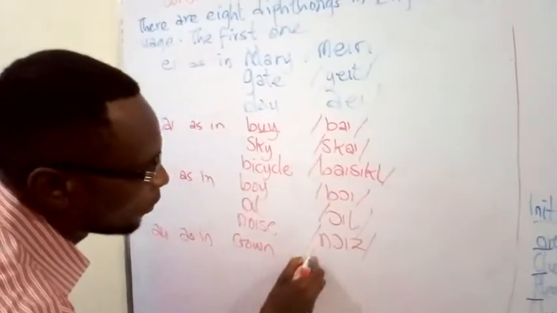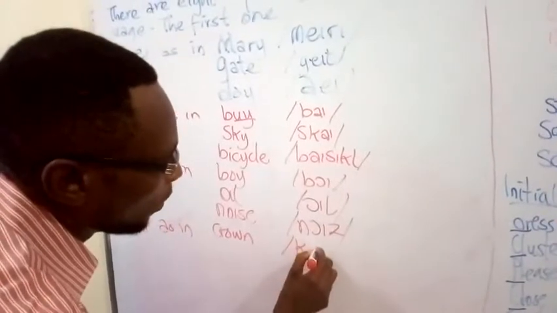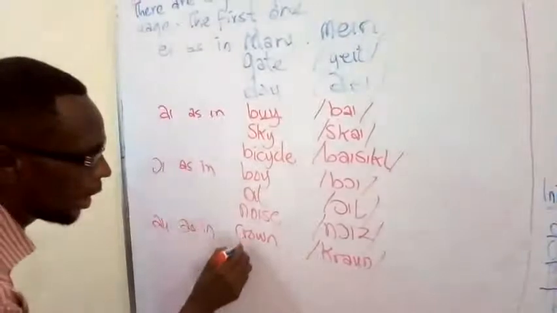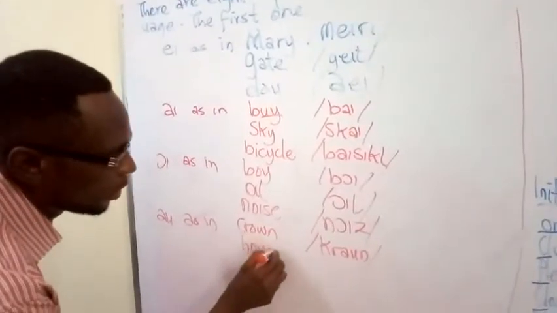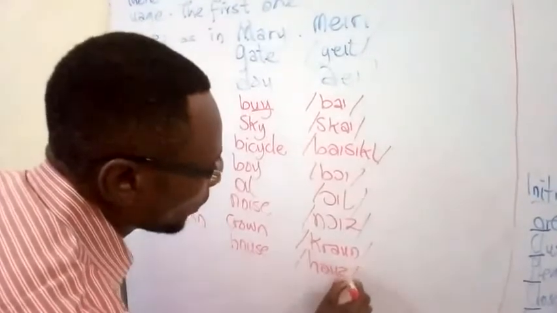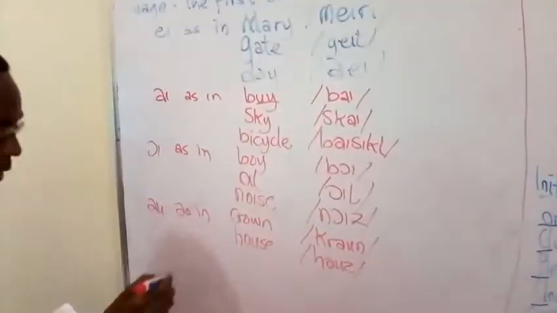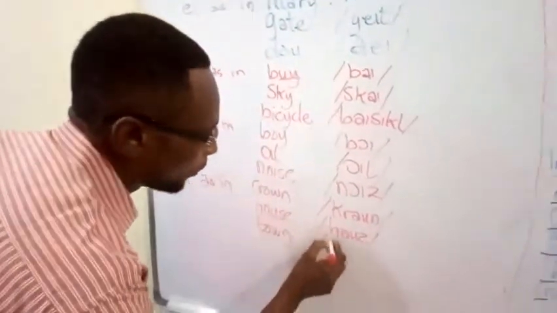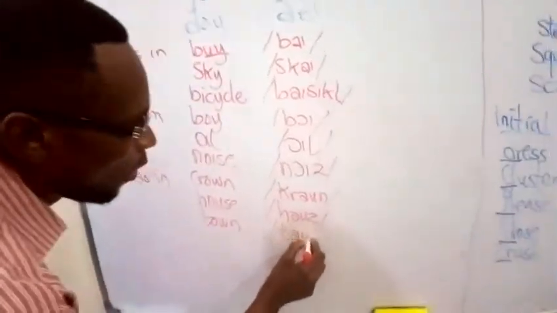Crown. All right, crown. Then house. House. Then town. Town. Yes, the last one is the one I'm going to give you now.